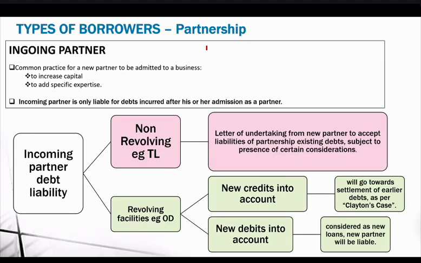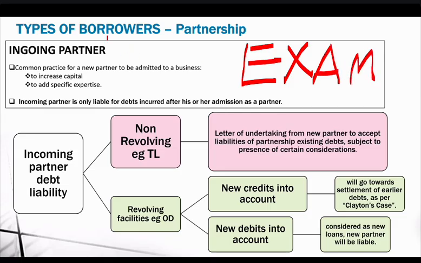Exam topic will be here. What are the liabilities for outgoing and incoming partner? For an incoming partner, they're only liable for debts incurred after admission as partner. So for existing partner debt, if they want to absorb the existing term loan, they have to get a letter of undertaking with the partner to accept liabilities for the partnership's existing debts, subject to present and certain conditions. And for revolving facilities, they'll have new credits to the account to settle earlier debts. New debits are considered new loans, and new partners will be liable.